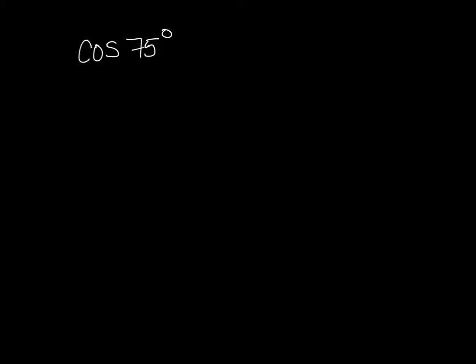You could go to the second, third, fourth quadrant and work on that. But 75 degrees, I believe, is 45 plus 30. So now I'm going to rewrite this as the cosine of 45 degrees plus 30 degrees. I'm going to use the sum formula for cosine.